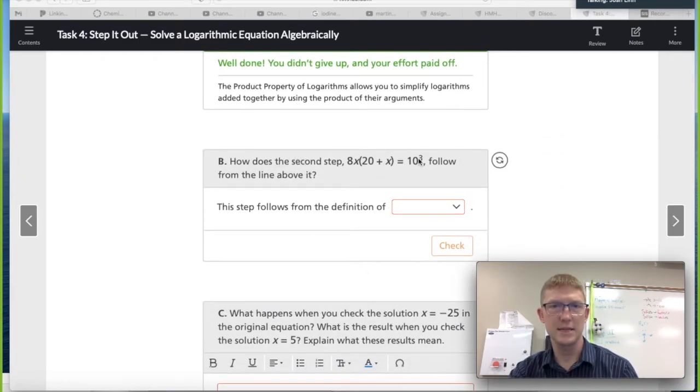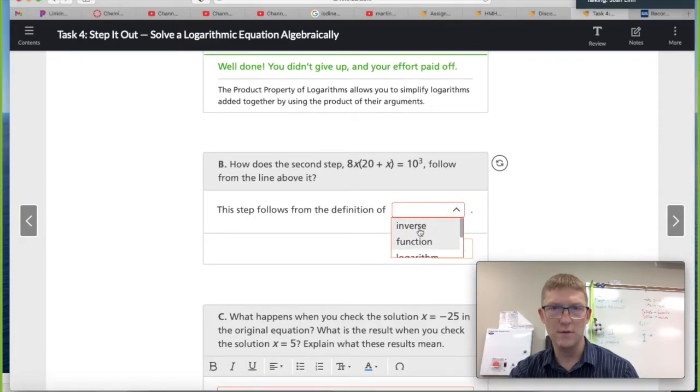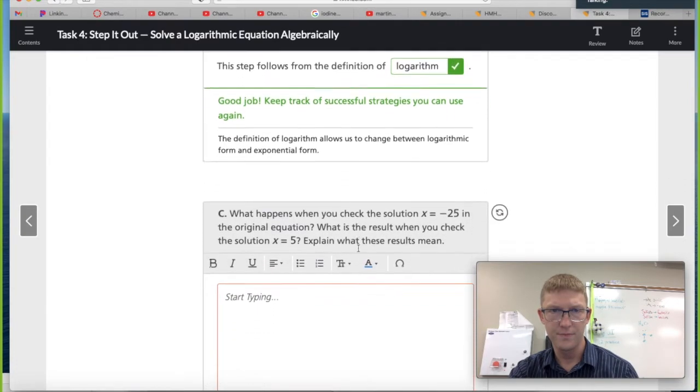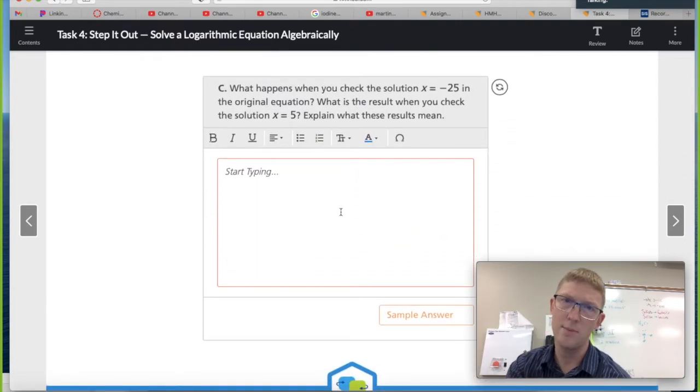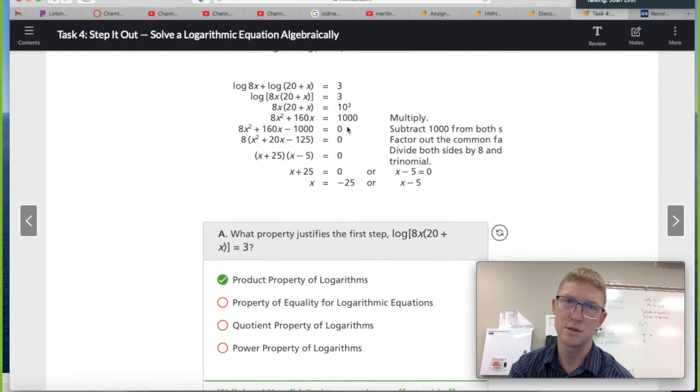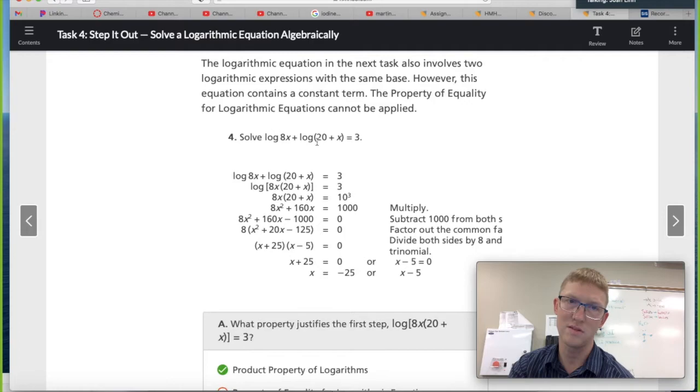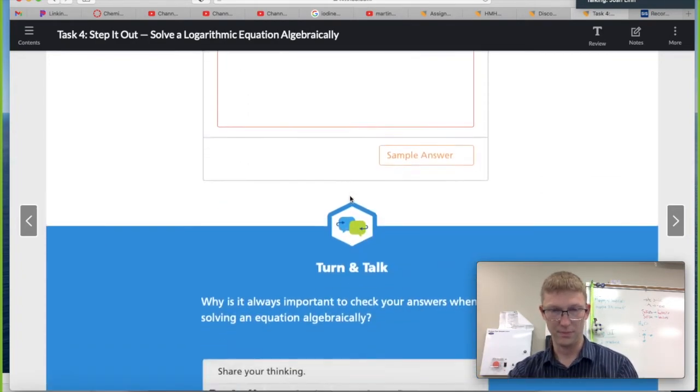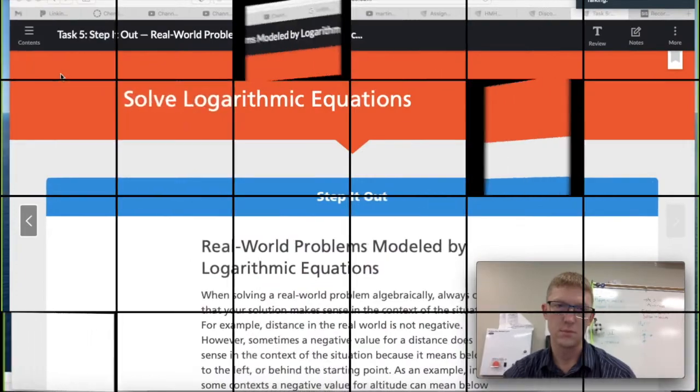So how does the second step follow from the line above? The definition of logarithm. And what happens when you check the solution? I'm going to let you do that. You're going to probably get the same number on both sides. You should be able to plug the common log base 10 into the calculator, or you should be able to do it by hand.